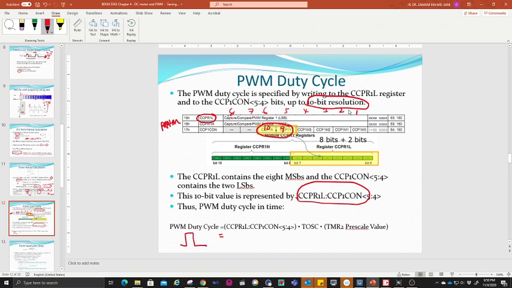By having this value, 10 bits mean you have to know what the value is over here. For example, you put over here 0, 0, 1, 0, 0, 0, 1, 0, 0, 0. You have to convert this value to decimal, and then you can put it over here. We are going to have this value only for the duty cycle. All right, let's move on.